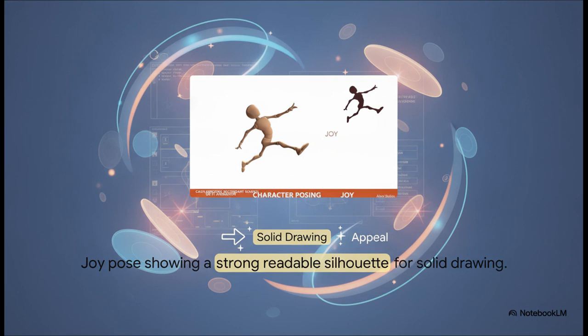Take a look at the dark silhouette on the right side of this joy pose. This brilliantly illustrates 2 more principles for us: solid drawing and appeal. Solid drawing basically means having a true mastery of 3-dimensional form, weight, and balance in space.